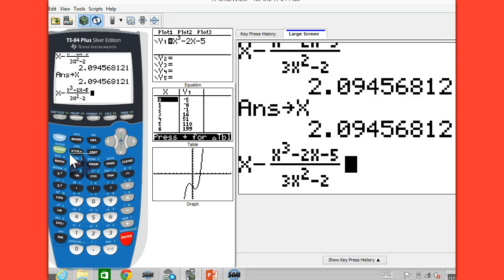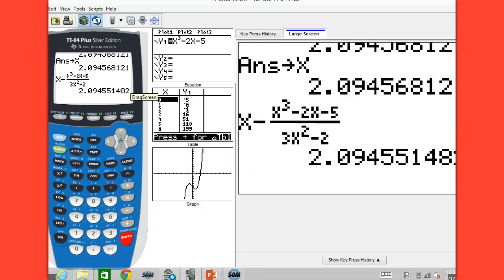And this time when I hit enter, it's going to plug that third approximation in for me and give me my fourth approximation. And I'm going to keep going through this process over and over and over again until I get the same answer twice. When I get the same answer 2 times in a row, then I'll know I'm done. That's as accurate as my calculator can be.